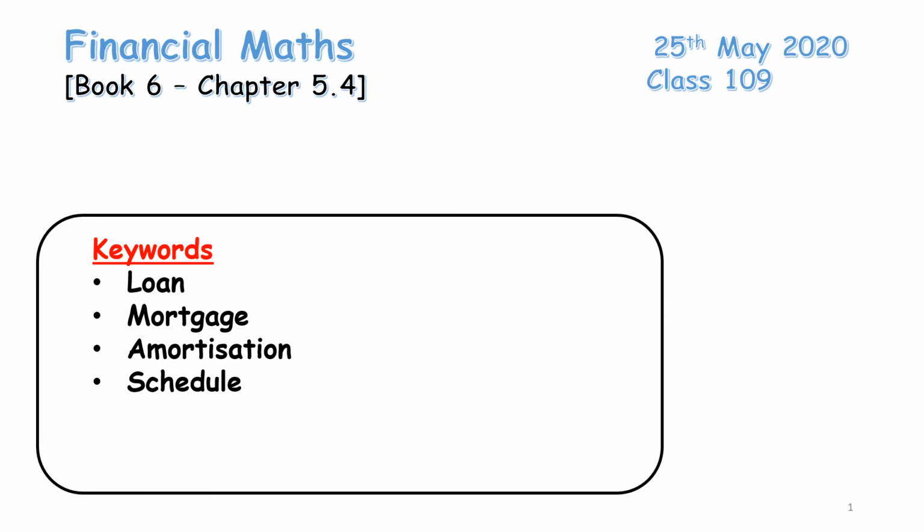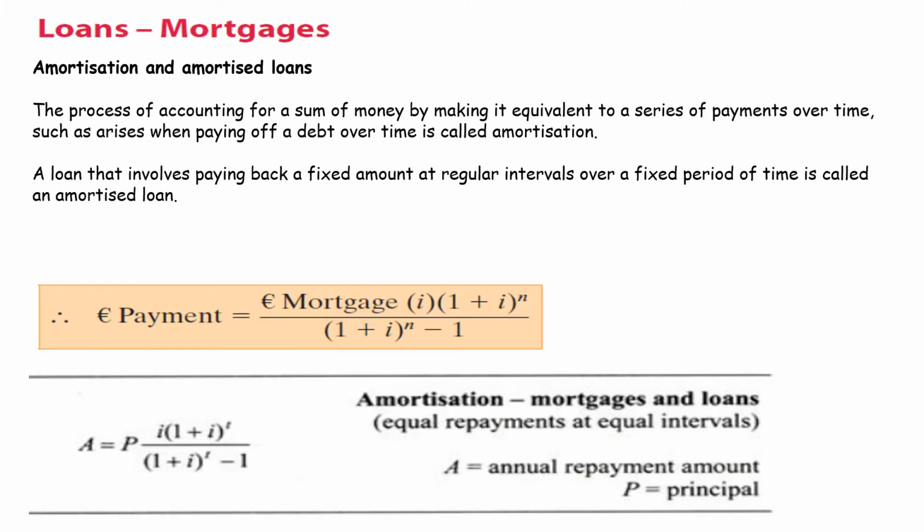Today we're going to focus on loans and mortgages and something called amortisation. So let's talk about loans and mortgages. A loan is where you take out a sum of money and then you pay it back over an amount of time. Generally we have to pay back a fixed amount, and that is what we call an amortized loan or amortization, where the amount is fixed, and we end up paying back more than we borrowed, and that extra piece is our interest.